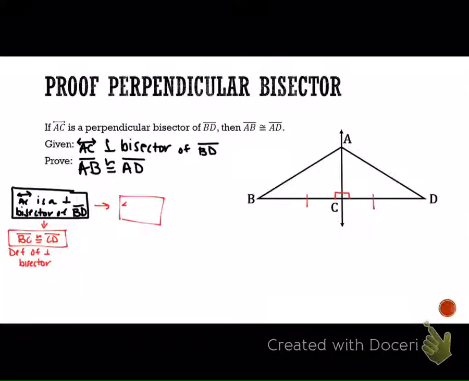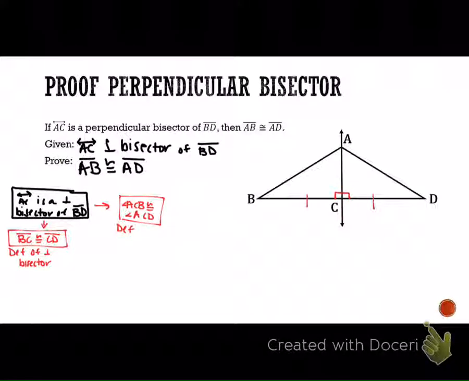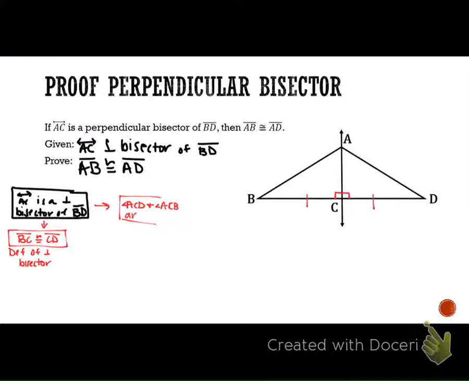So angle ACB is congruent to angle ACD by the definition of a perpendicular bisector. Not congruent, so sorry. That was bad on my part. Are right angles. So those are right angles. And that's the definition of a perpendicular bisector.